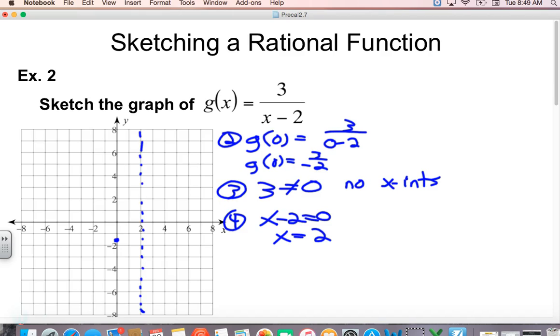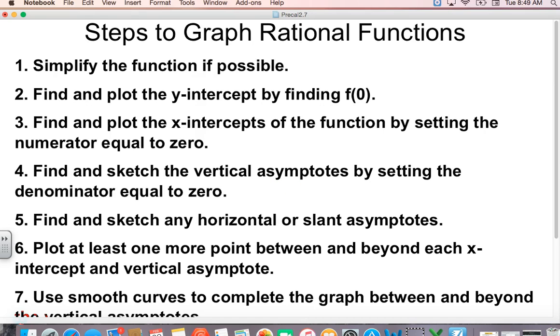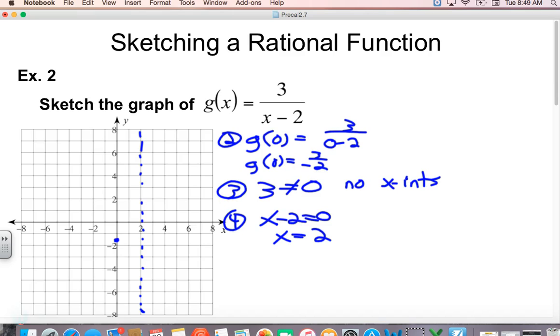So we can just draw that on our graph. Step 5 says to find and sketch any horizontal or slant asymptotes. Okay, so all we know right now is about horizontal. We'll do slant ones later.